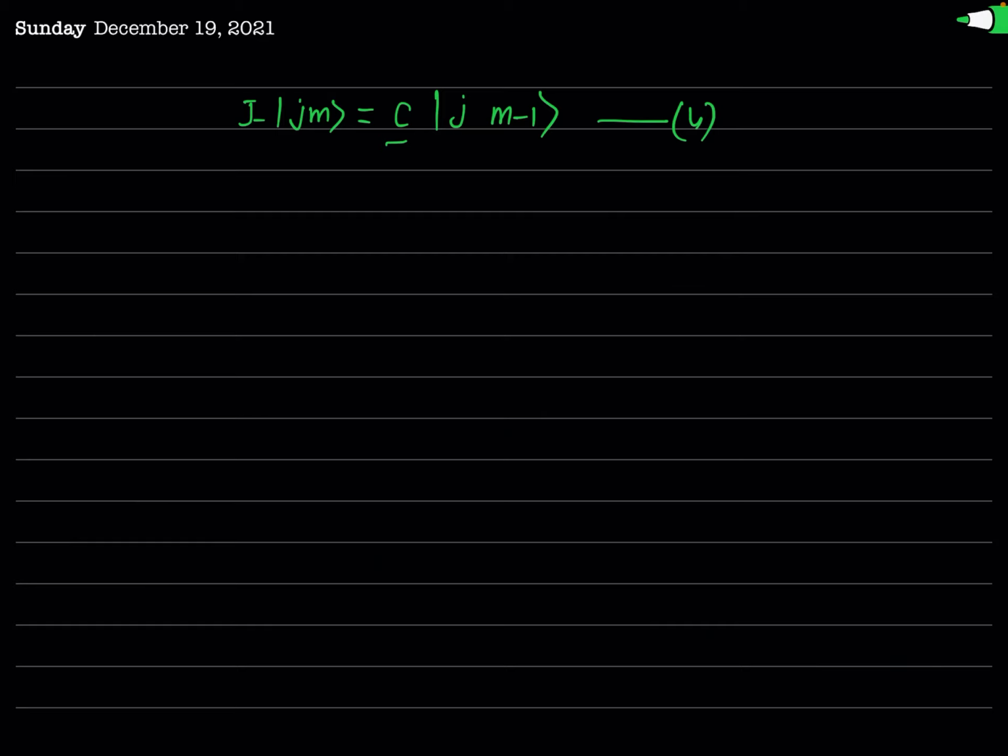In the case of operator J₊, it was |k,j,m+1⟩, but here this will be |k,j,m−1⟩. Now we will try to find the actual value of this constant c. c is a constant, and to get the value of c, we follow a simple technique. We will take the scalar product of this equation 4 with itself, and then you can see that we can easily obtain the value of c.